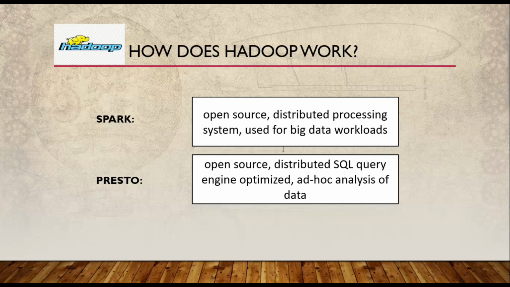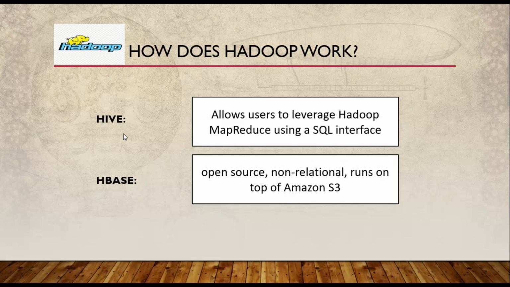So let's see the working of Hadoop. How does Hadoop work? The Hadoop ecosystem has grown significantly over the years due to its extensibility. Today, the Hadoop ecosystem includes many tools and applications to help collect, store, process, analyze, and manage big data. Some of the most popular applications are Spark, Presto, Hive, and HBase.